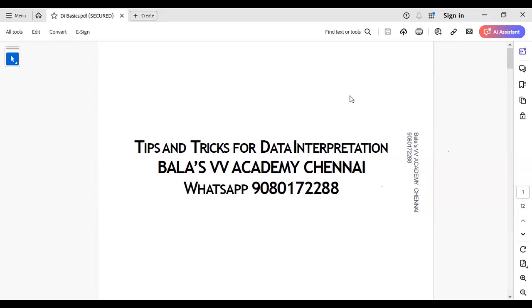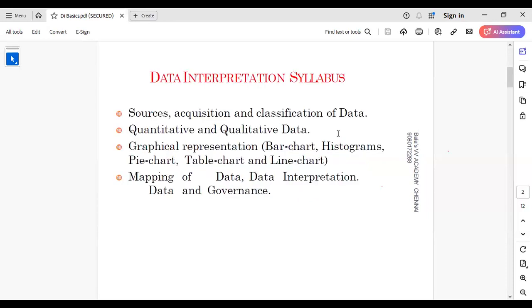For this, basically, we should be good at tables 1 to 10. Good at divisibility rule, so that your calculation time will be saved a lot. So this is your syllabus. But usually they will give you one chart or a table or picture. Based on that, you are going to find out the answer.